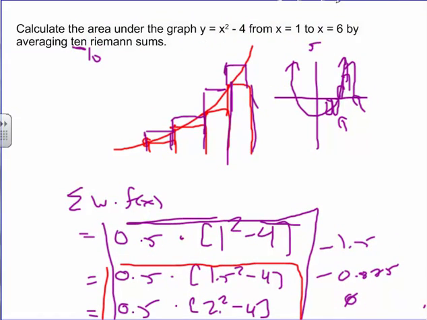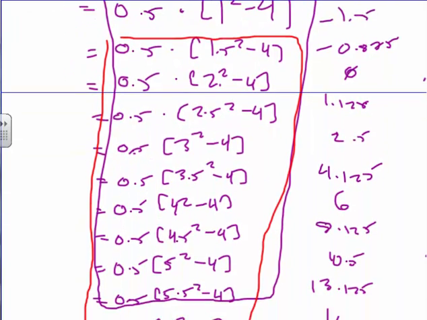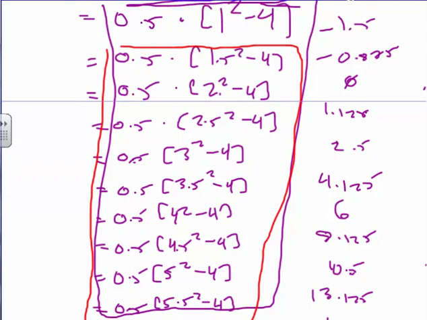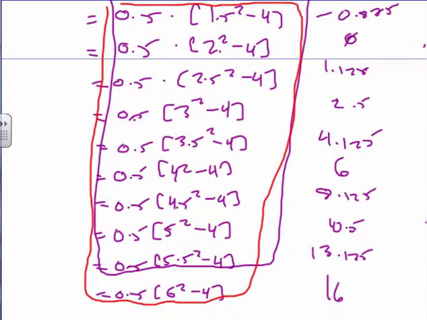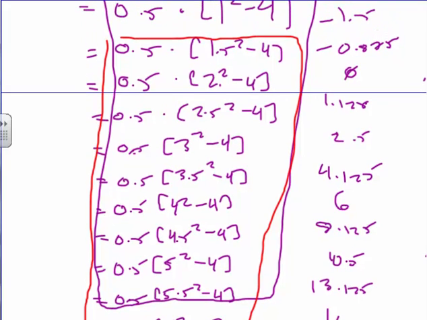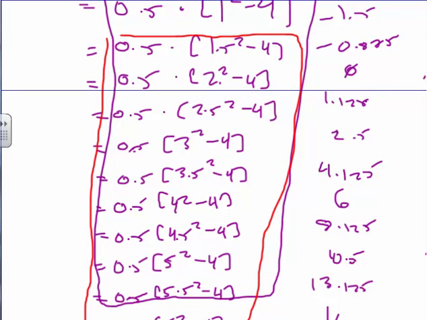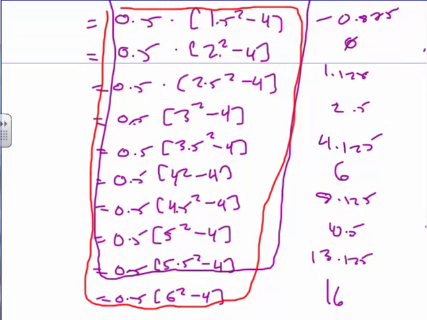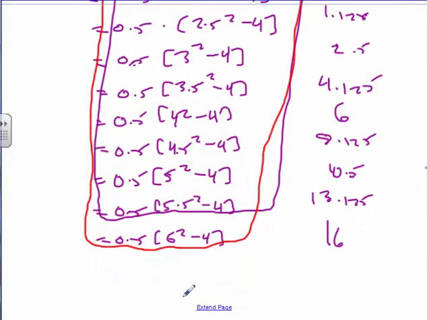If I ask you to actually average 10 Riemann sums, I'm really asking you to find 11, because we're now going to take the first 10, add them up, take the second 10, add them up, and then divide by 2. So this one I will just do; I won't pause this. So I've got negative 1.5 minus 0.875 plus 0 plus 1.125 plus 2.5 plus 4.125 plus 6.125 plus 8.125 plus 10.5 plus 13.125. Okay, and that's where I stop. So I'm going to stop at the 13.125, and I'm going to get one average.